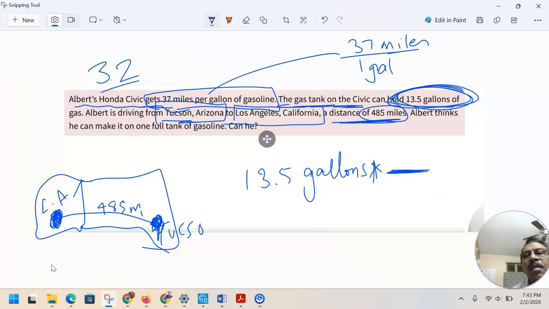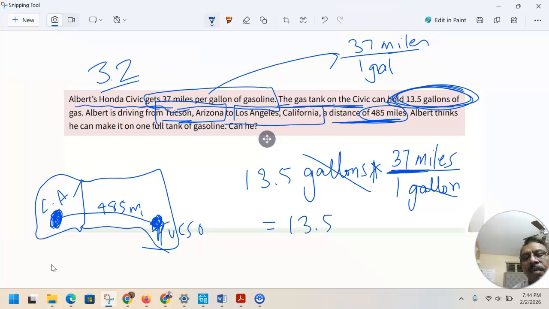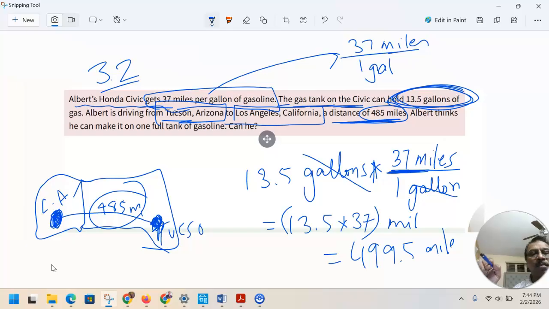The rate given here is this one, so we write 37 miles divided by 1 gallon. So gallon and gallon cross out, and you get 13.5 times 37. When you put this on the calculator, you get 499.5 miles. But the distance from Tucson to LA is 485.